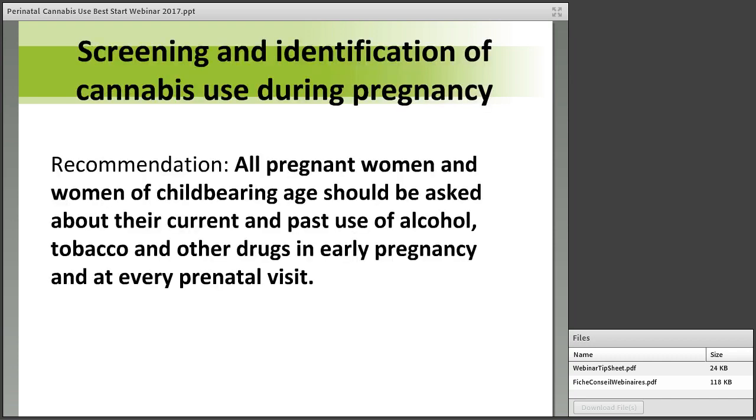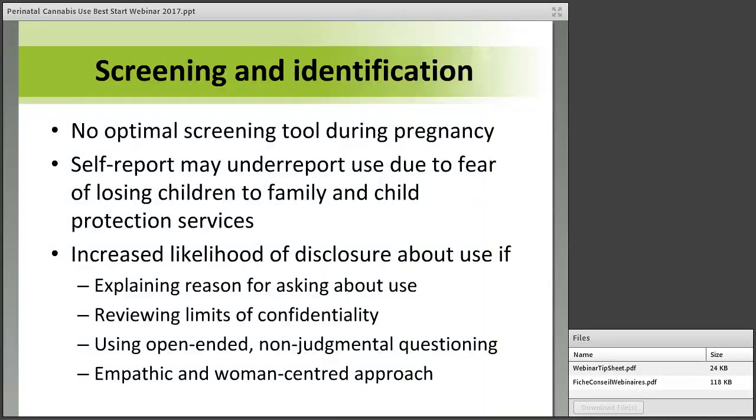How do we identify cannabis use? We talked about the effects, but we first have to identify before we can even help moms. So we have lots of recommendations from national guidelines, such as the Society of Obstetricians and Gynecologists of Canada. We have recommendations from the World Health Organization endorsing that there should be routine screening identification of cannabis use during pregnancy. So the SOGC recommendation is that all pregnant women and women of childbearing age should be asked about their current and past use of alcohol, tobacco, and other drug use in pregnancy. And the WHO says in early pregnancy and every prenatal visit.